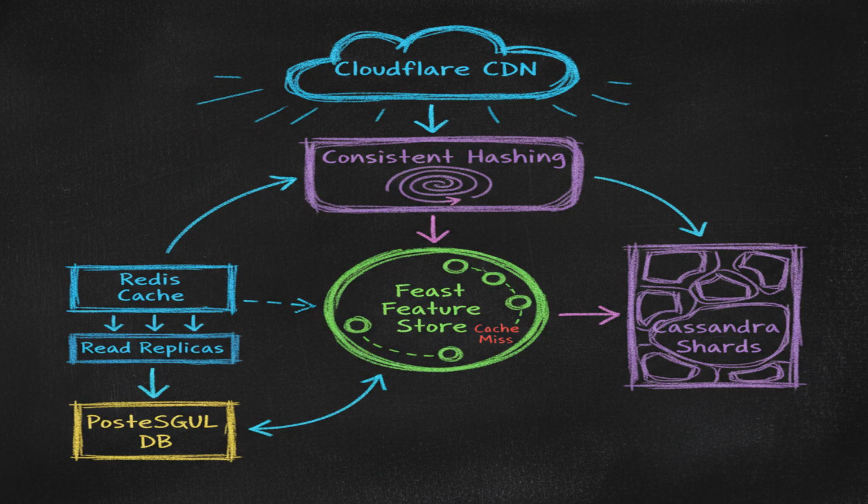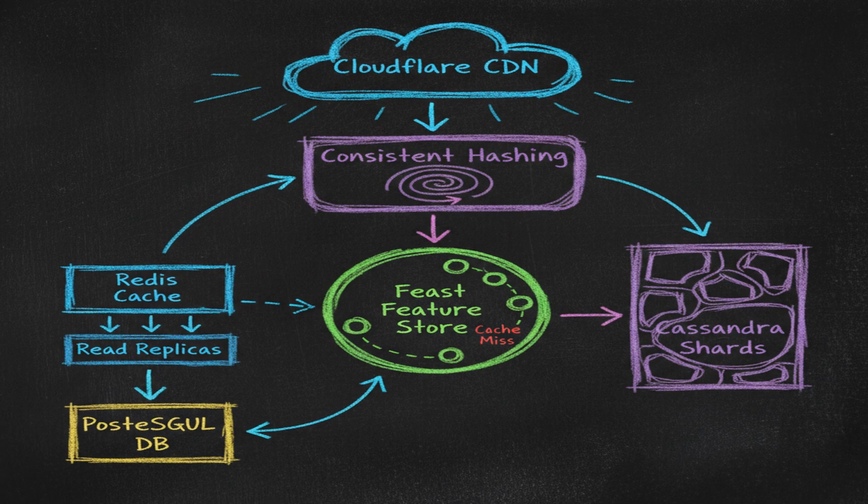Here's the key: horizontal scaling of Cassandra and the feature store. Consistent hashing ensures even data distribution across shards. Without consistent hashing, adding or removing nodes would require resharding the entire dataset.